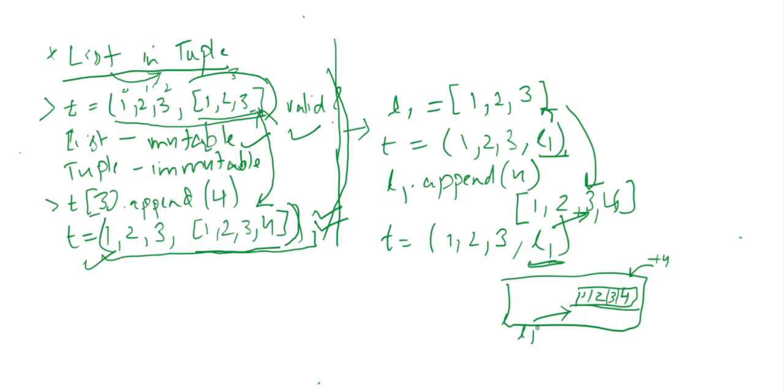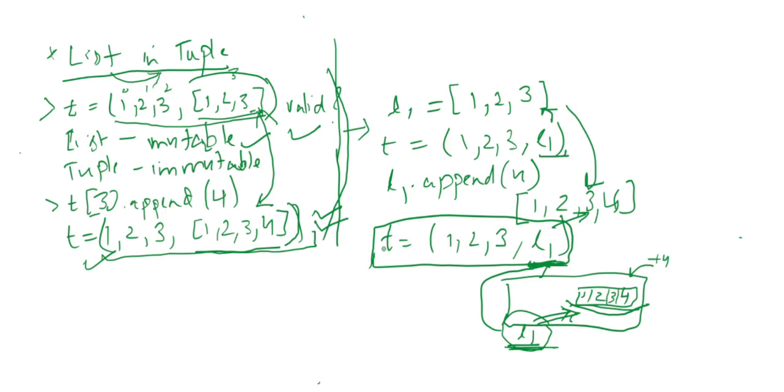But the tuple is immutable. And why is it immutable? Because even if the list is changing over here from 1, 2, 3 to 1, 2, 3, 4, this L1 reference that is being stored in the tuple remains the same. So whenever some mutable object changes, the reference that is referring to this object remains the same. And since this value remains the same, this whole tuple will remain the same. So that's why this is a valid scenario, and a tuple can have a mutable element as a part of a tuple. Okay, understood?